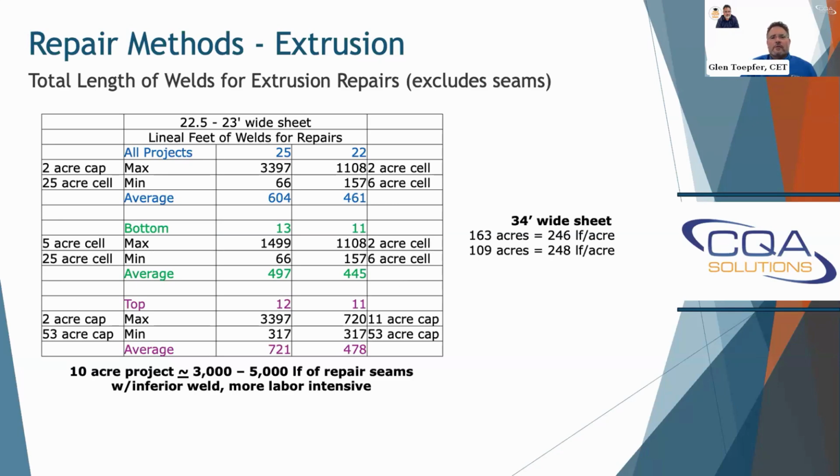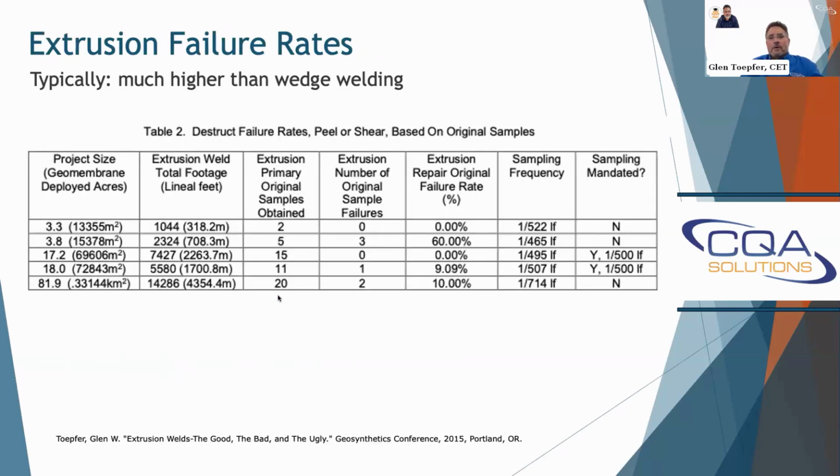It doesn't make sense to me when we know it's an inferior weld. It's heavily labor intensive, heavily dependent on the conditions and the operators doing their work, but yet we kind of turn a blind eye to it, and I think that's unfortunate. Another reason is, I did a study several years ago and looked at some of our projects, and we found that the failure rates went as high as 60% sometimes on the extrusion samples. And that's on repairs, not just on an extrusion seam used to join two panels together, and that's a significant failure rate.